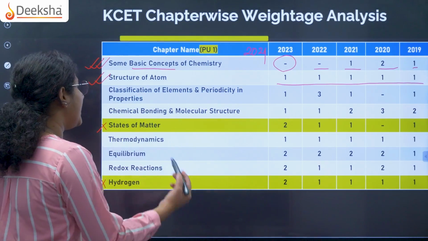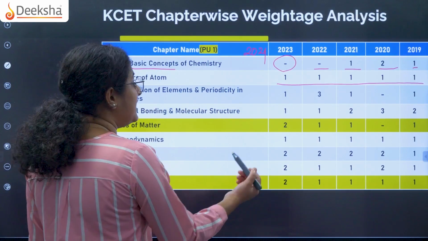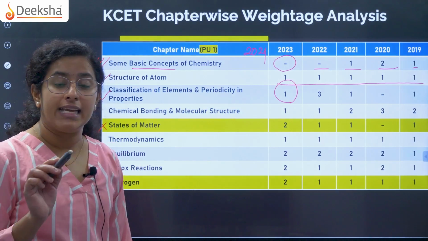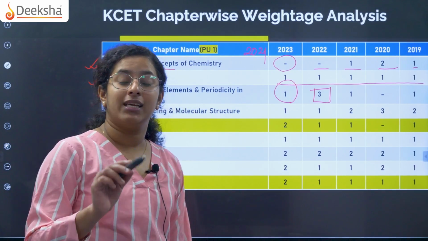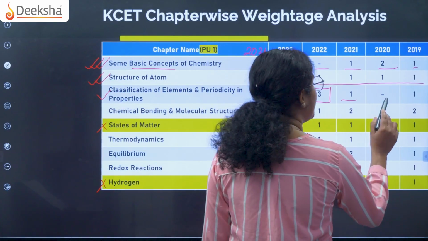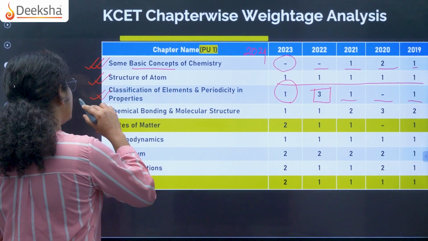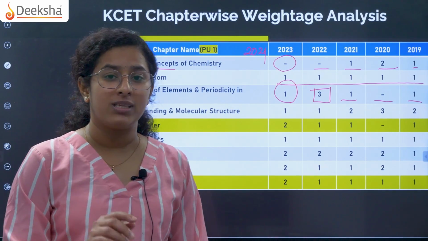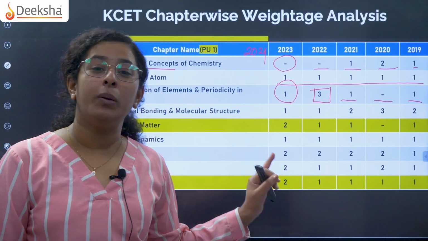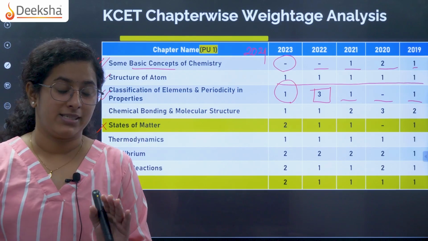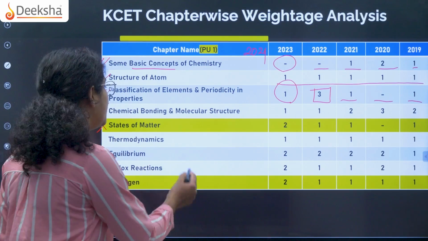And the next chapter is classification of elements and periodicity in properties. From this chapter you can see one question in last year's paper, but in 2022 they asked 3 questions, which means you can expect 1 to 3 questions from this particular chapter. This is also a must-do chapter. Why? First, it's a simple chapter. Second, here you are studying the whole periodic table with the properties of elements. Only then can you continue with the next chapter, chemical bonding and molecular structure.